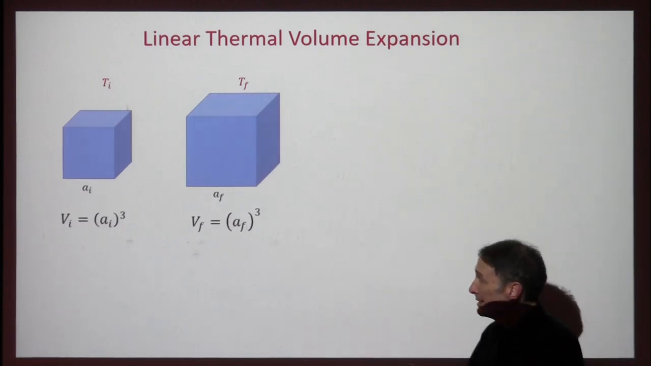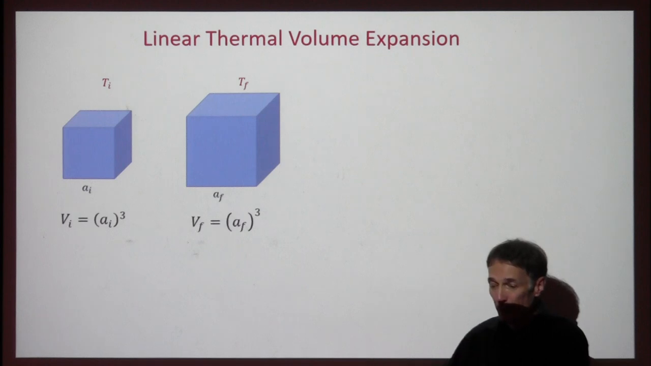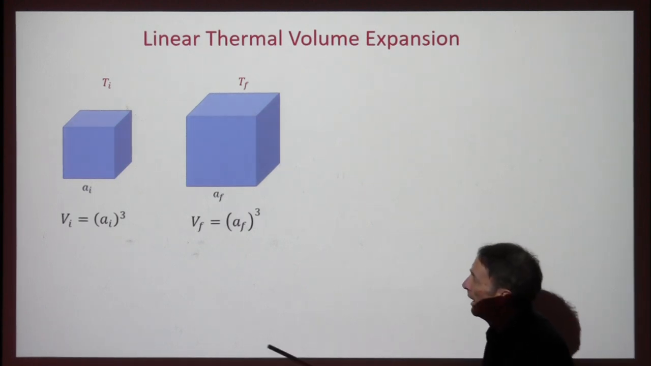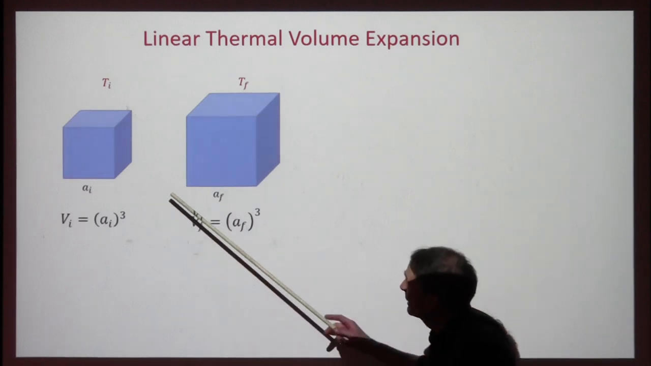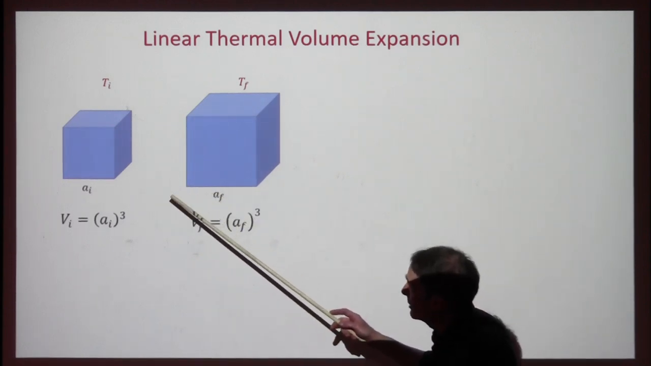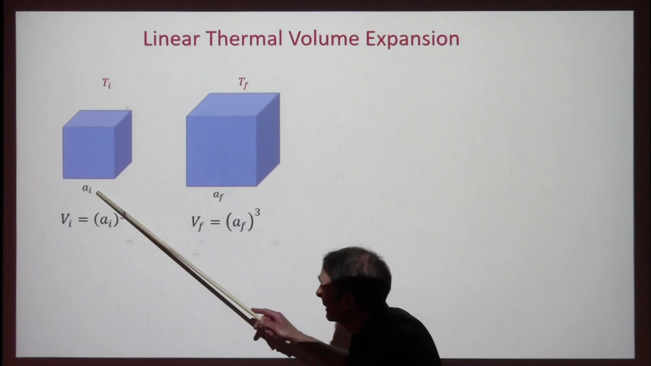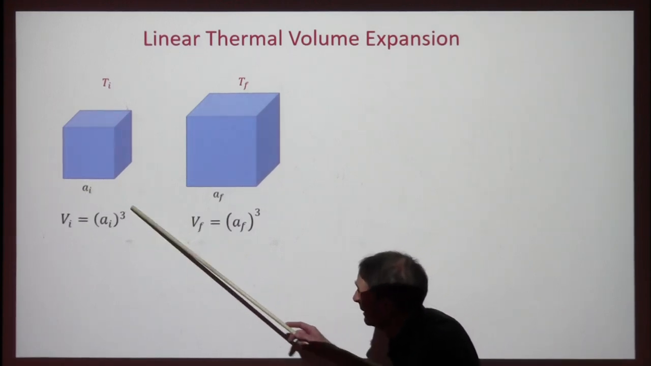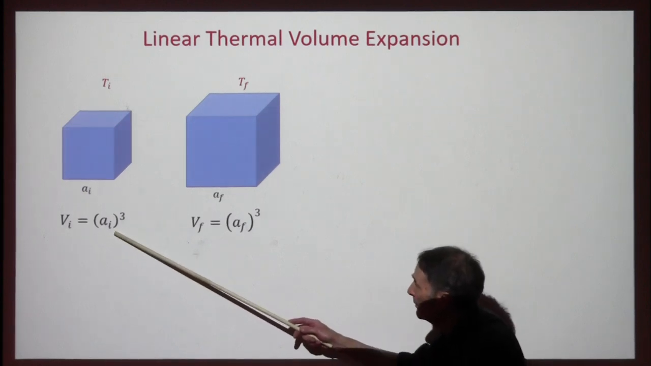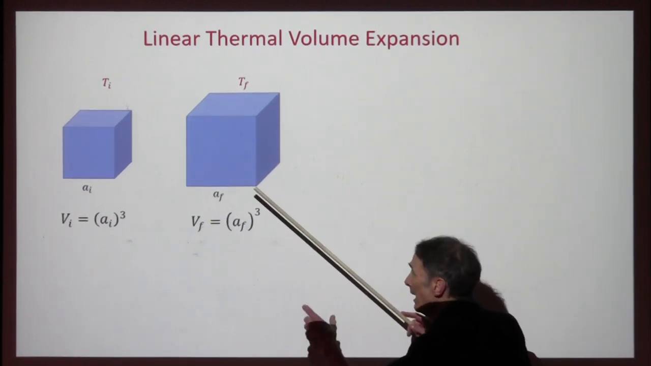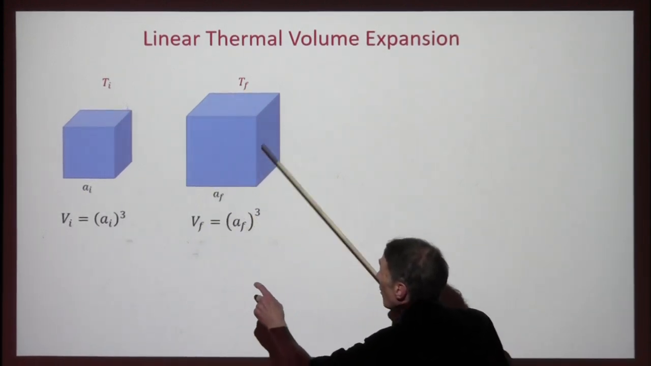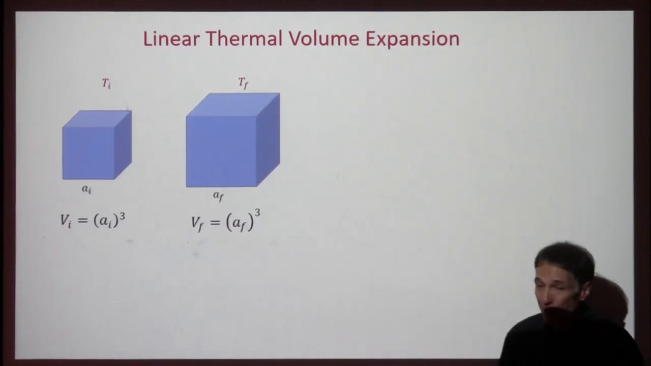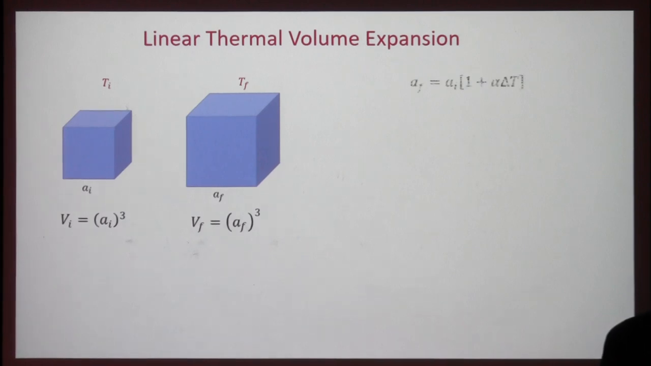There's one other issue. Sometimes we have volumes, which is real typical with liquids. They can take any kind of shape. But we can talk about the volume expansion. Let's say I have a cube of material and it's got sides A sub i for initial. And of course, its volume is the cube of that. And if we're going to heat it up, we get A final. All sides are going to grow in all directions, and that would be V final.